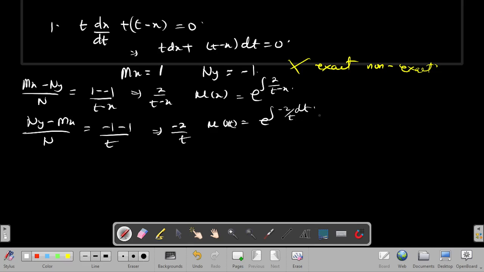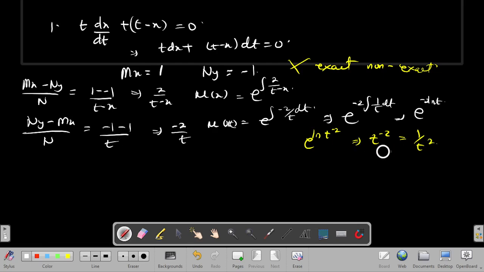Now let's simplify this expression. You put your negative 2 out, so I have negative 2 times the integral of 1 over t. The integral of 1 over t is ln t, therefore we are going to have e to the power, the negative 2 will be on top, so e to the power ln t to the power negative 2. The e to the power ln goes away and our answer becomes t to the power negative 2, or you can say 1 over t squared. Then once I get 1 over t squared, I'll multiply through my differential equation back again. So multiply your integrating factor throughout again.